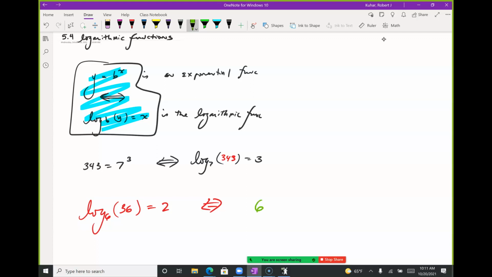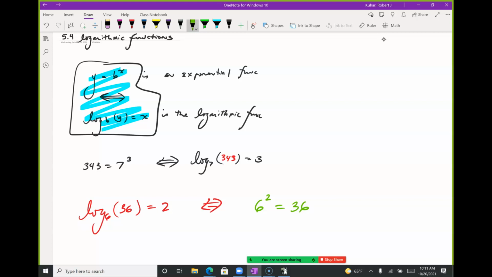6. What's the exponent? 2. 6 squared is what? 36. You see how easy, when I'm looking at that as the form of a log equation, I'm going, what does it say? But when I look at it as an exponential, it's very, very easy, right?